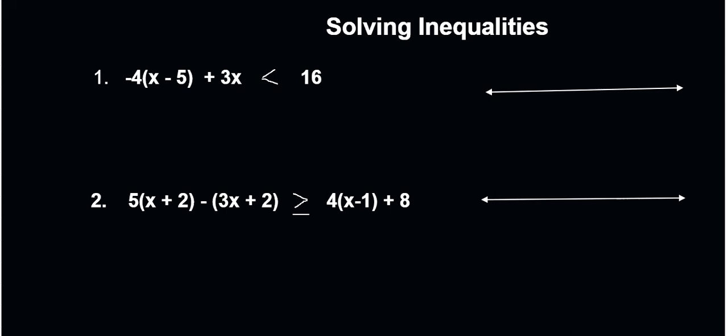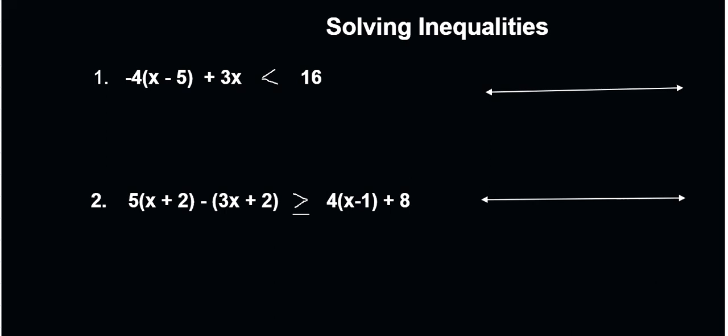Things to remember. If you multiply or divide both sides of your inequality by a negative, you've got to switch your inequality, which means if it was less than, it becomes greater than. Other than that, it's pretty much like solving an equation. Just make sure you keep bringing everything right down underneath.